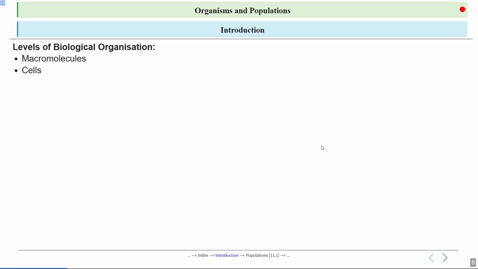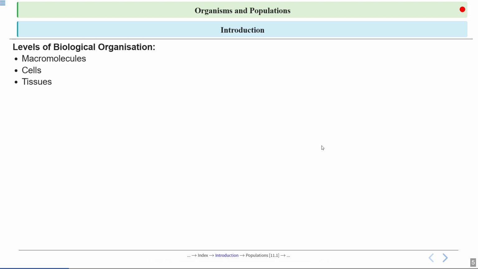Next level is cells. Cells, as we know, are the basic unit of life. They are the structural and functional unit of life. All organisms are made up of cells, and the cells perform all the functions. That's why we say that cells are the structural and functional unit of life. You can think of them as tiny factories where all the essential processes of life are occurring.